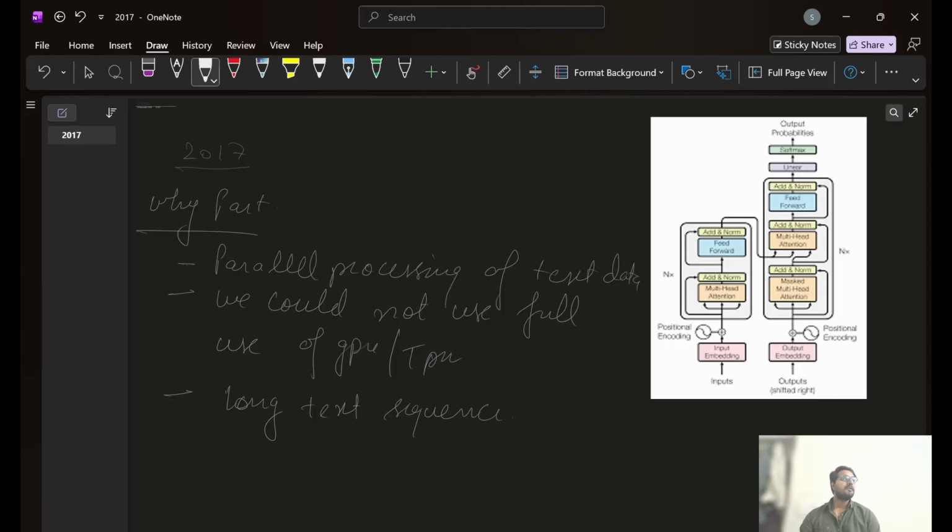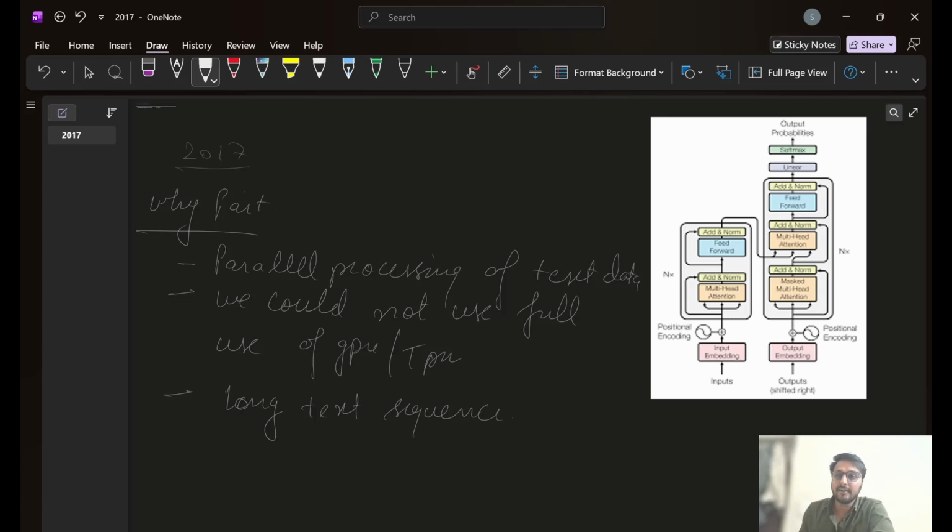Previously there were models like RNN and LSTM that could be trained on text data, but these three problems were there in those two models, RNN and LSTM. In 2017 this architecture came, and we can do parallel processing. We can pass a full sentence to this architecture as an input, and it can process it and give us better context-aware embeddings.